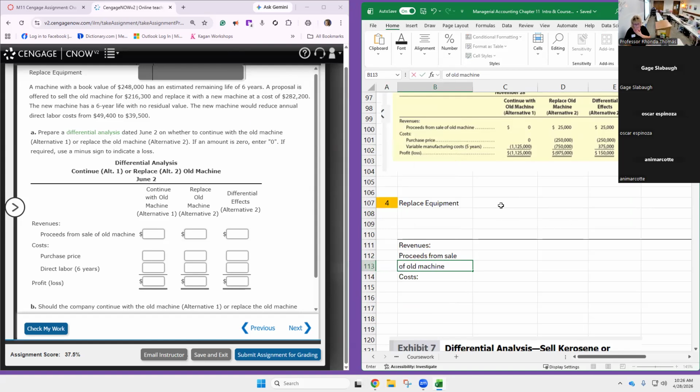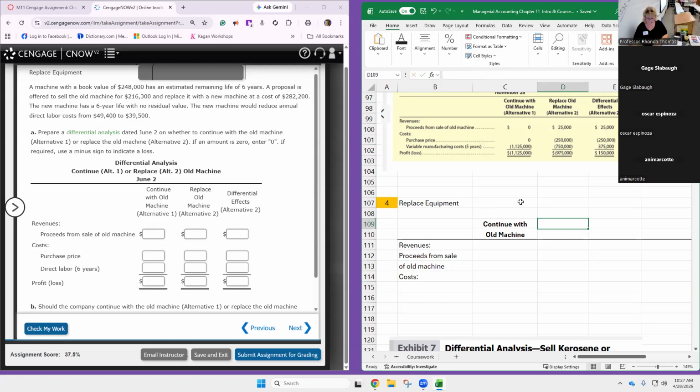And then we want keep, I would say keep or replace, but they want continue. Continue with old machine. And then this is replace old machine. I would say buy a new one, but oh well, that's okay. Replace old machine. And then our differential effects.